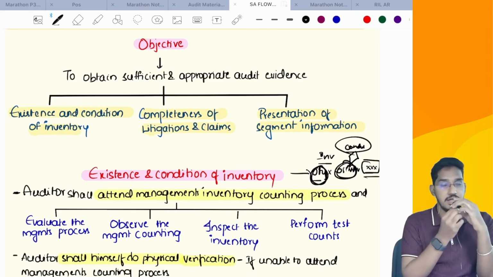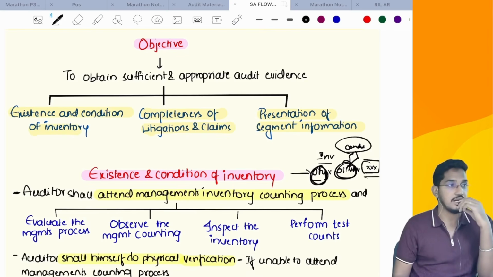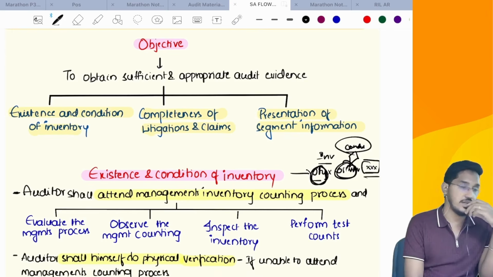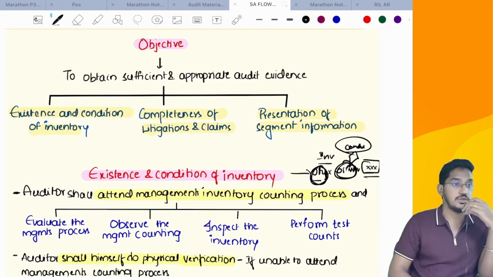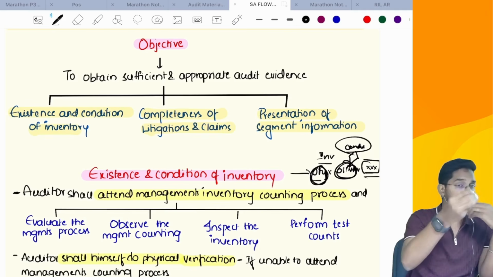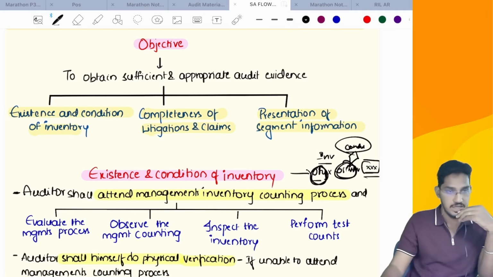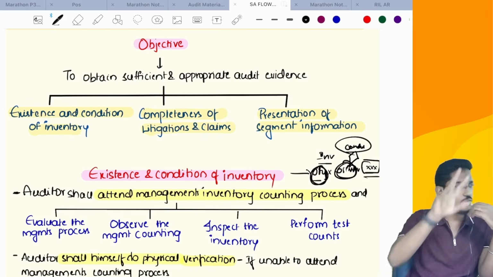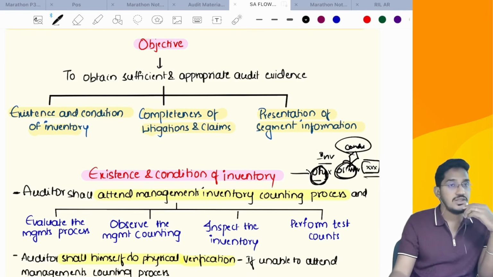Okay, let us keep the standard aside. You tell me, if you want to obtain evidence regarding existence and condition of inventory, if you are in the position of an auditor, assume yourself as an auditor, what will you do to obtain that audit evidence? What you have to do is, first you have to go and attend. Unless you go and see, you will not be able to know whether inventory is there, what is the condition of the inventory. If you want to know that, you have to go and see it. So what the standards suggest is, management will do inventory verification.